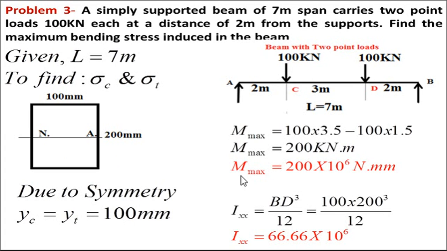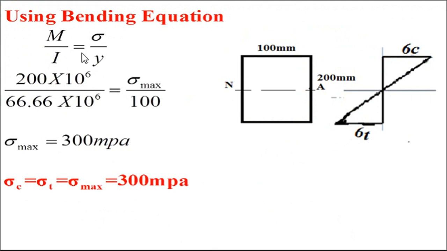Okay. Now after getting M, I and YC, directly use the flexural equation. So using the bending equation, M upon I equal to sigma by Y, by putting the values of M, I and Y, we will get the value of sigma max as 300 MPa. And due to symmetry, sigma C and sigma T are both the same, as in the diagram I have shown.